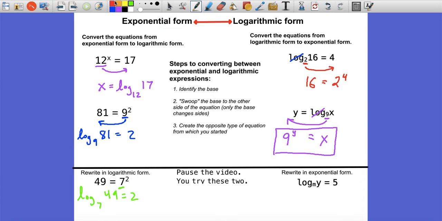All right. Other problem, we have starting with a log, so we want to identify the base. It's m. M swoops to this side. Step 2. When we take away the base of a log, the log goes away, and we're left with y on the left side by itself. So y equals either 5 to the m or m to the 5th. We know, well, the base has to stay the same, so the only way that can happen, we got to maintain that base m. So the base is always the underneath part of the exponent. So y equals m to the 5th. And there we go.